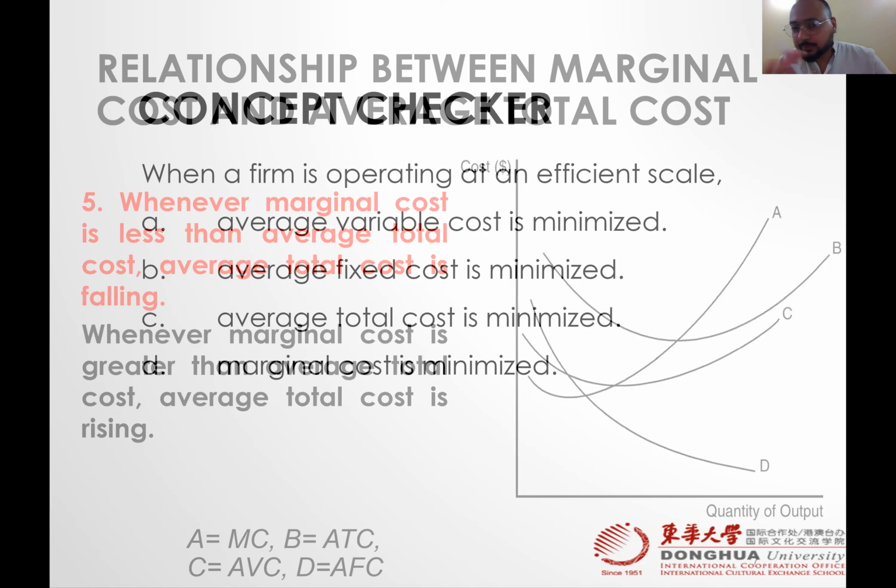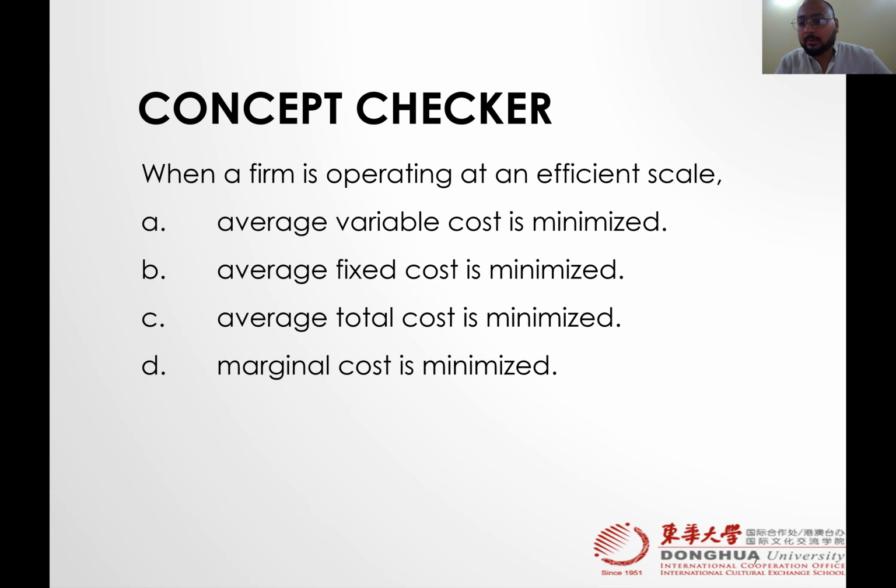Okay, so I just described all those, a quick overview here. So please answer this concept checker. When a firm is operating at efficient scale, which one is true, or which multiple choice is going to be there?